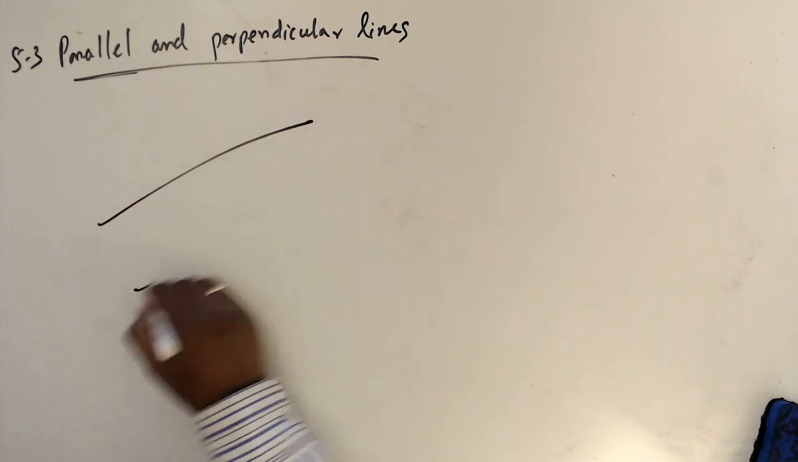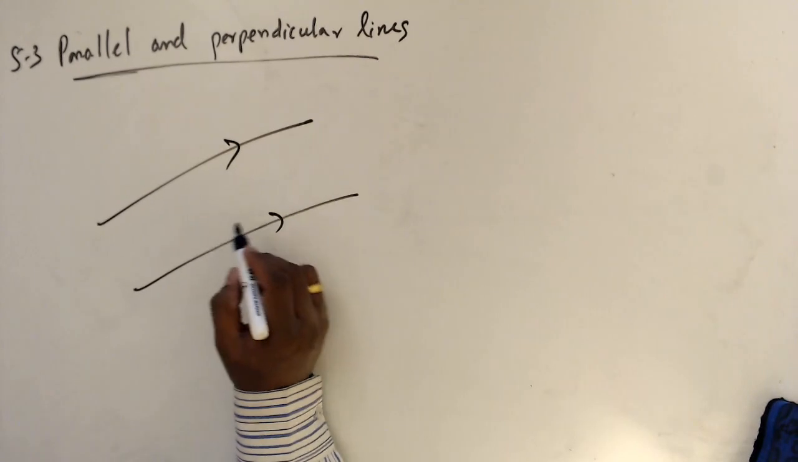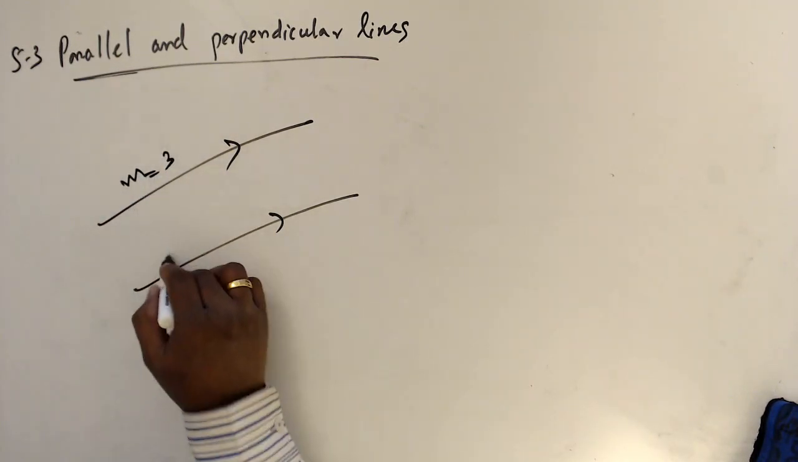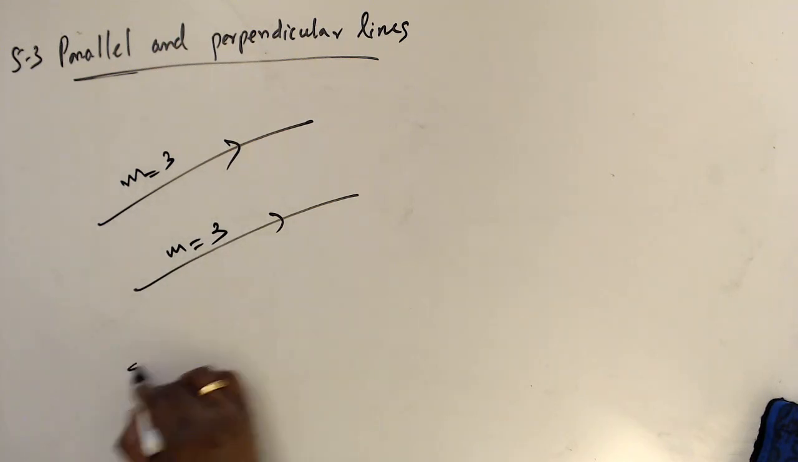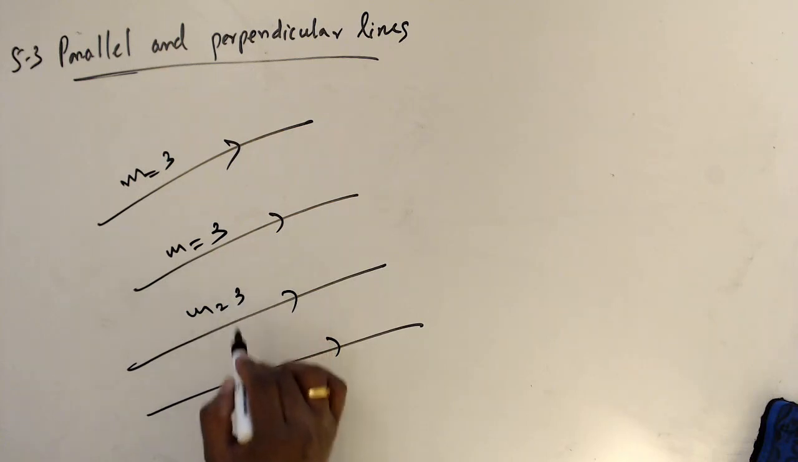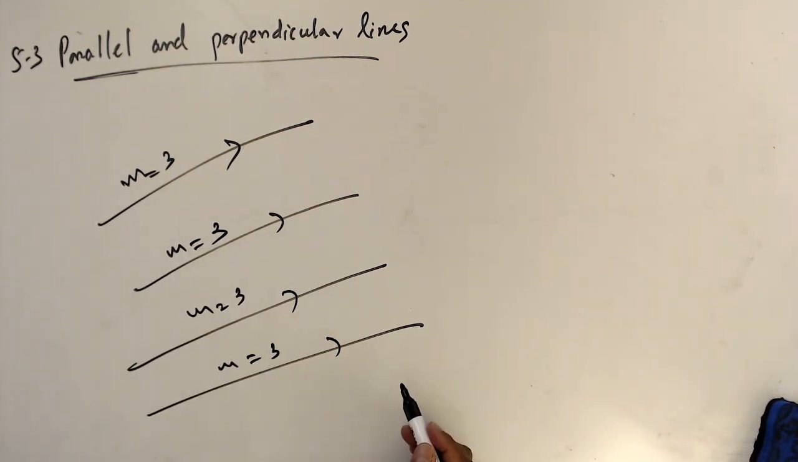If two lines are parallel, we know they have the same gradients. If they are parallel, assume this is m equal 3, then this gradient is also 3. Likewise, for any set of equations, if they are parallel, they have the same gradient.